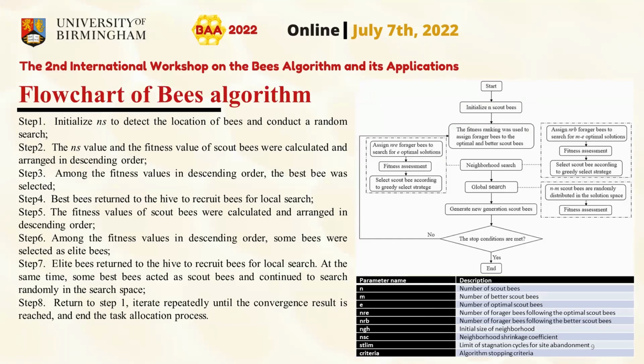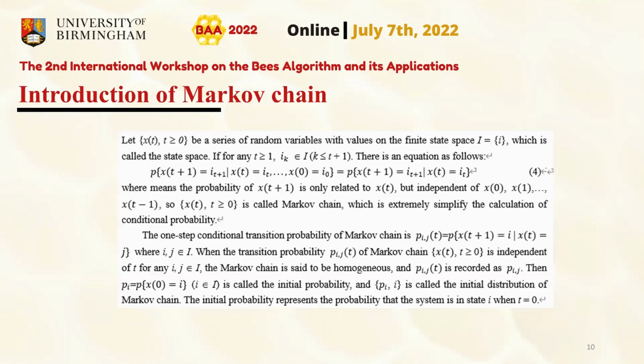This is the detailed workflow of the bee algorithm. The flow chart and the related parameters are shown on the right. An optimization algorithm usually needs to address how it finally converges to the real global optimal solution, or with how much probability it finds the global optimal solution.